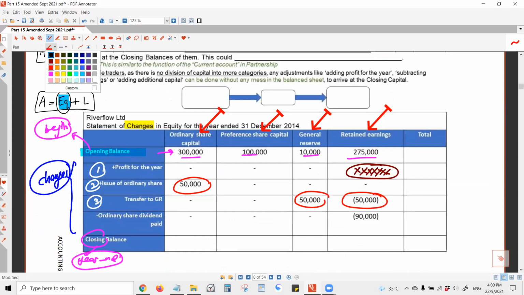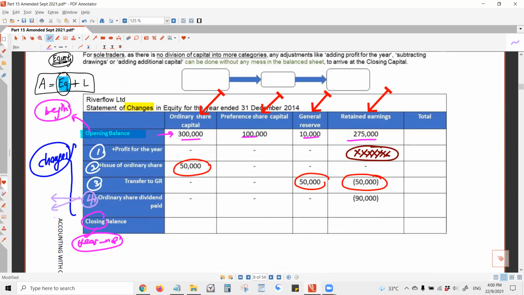And ordinary share dividend paid. For this one, sometimes they have two descriptions for it. They split it into interim and final dividends, and you must know what numbers to take. For interim dividend, you pick the current year's interim dividend. For final dividend, you must pick the final dividend related to the previous year.